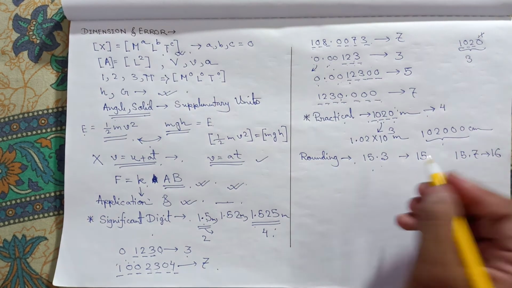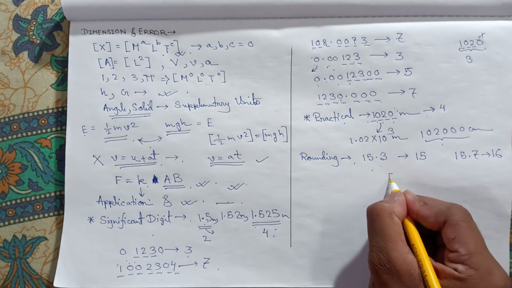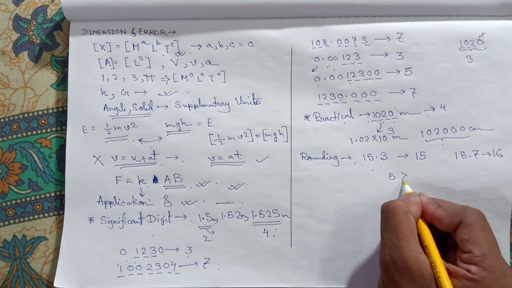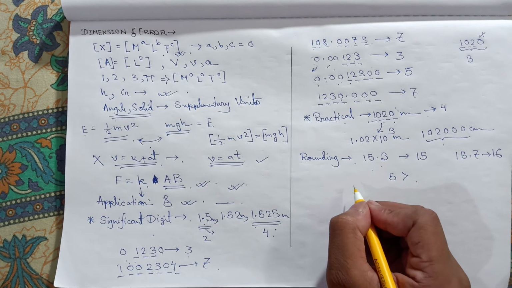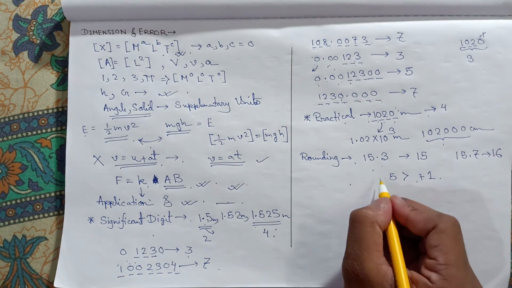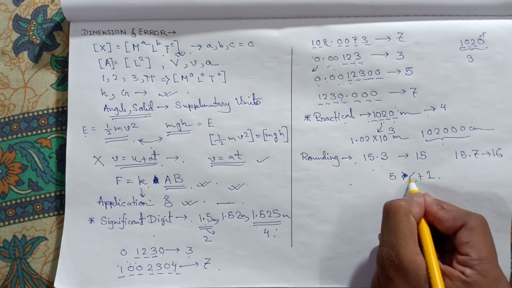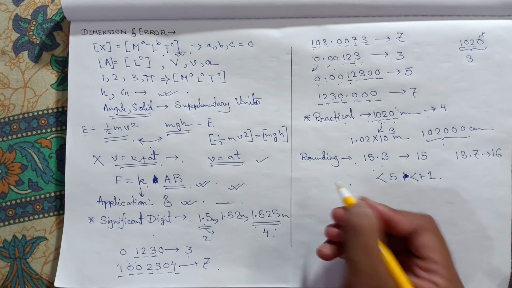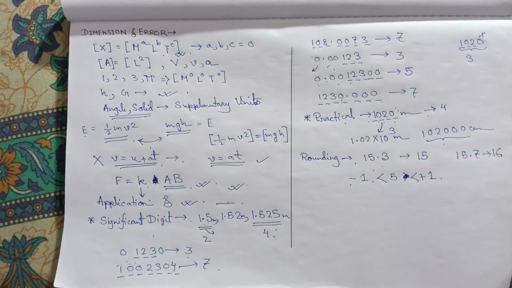How? Actually we say if the last digit is greater than 5, then we increase the previous digit by 1, and if the last digit of a number is less than 5, then we will decrease the number by 5.